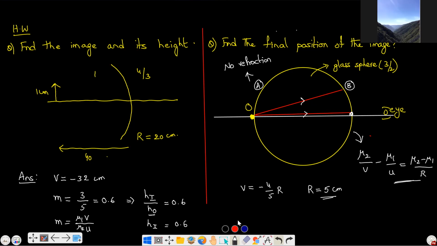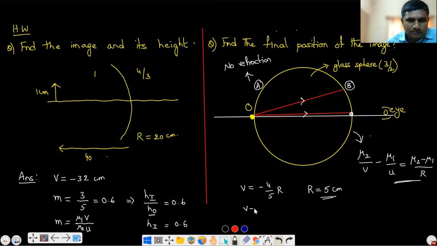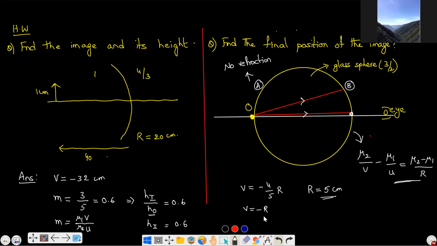Sir, Vasudev's mic is not working, sir, and his answer is minus r, it seems, sir. Minus r. Yes, sir. That means minus 5 centimeters. No. Okay, so anyway, I'm solving this one.